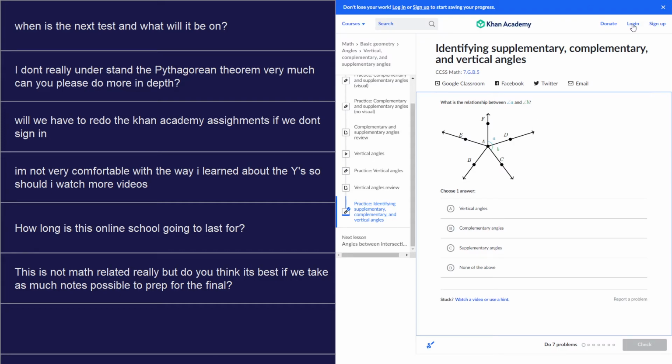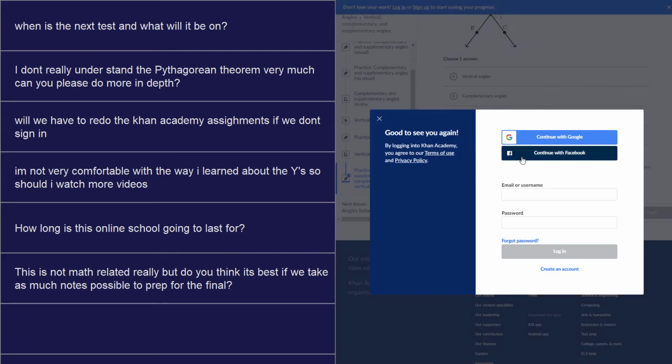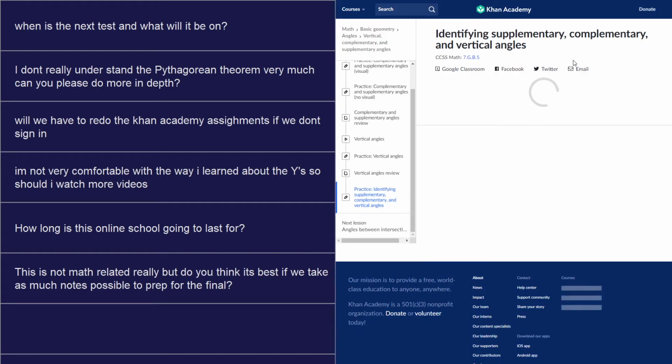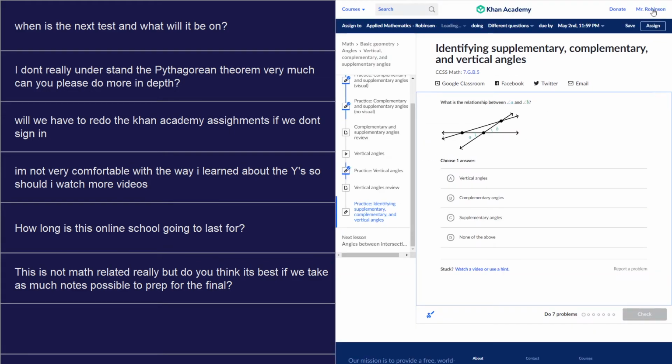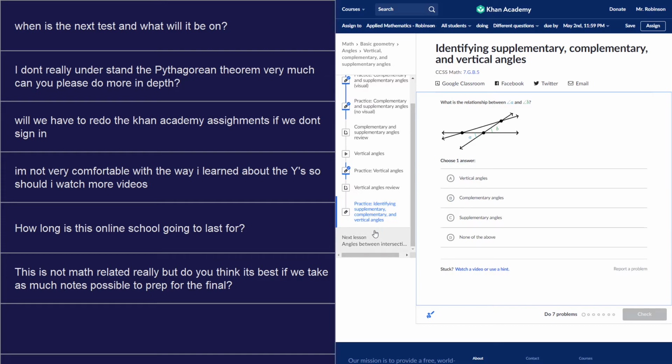What I want to see is what happens if I log in. So I'm going to hit the login button right now. I'm going to continue with Google, and it's going to hopefully bring me to my... here you go, Mr. Robinson. And you can see right here, it is no longer check marked. So it does not account for the fact that I have done this problem.